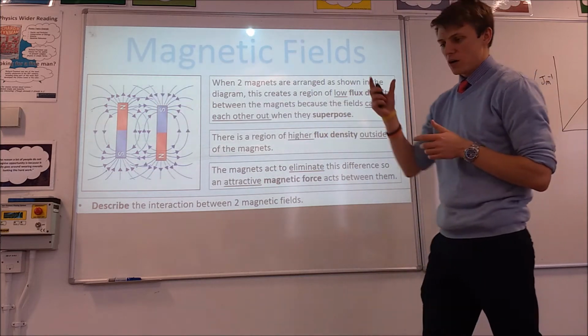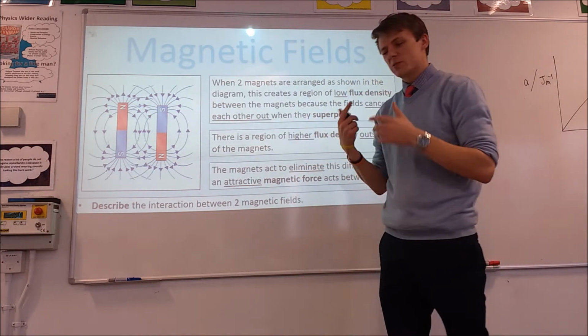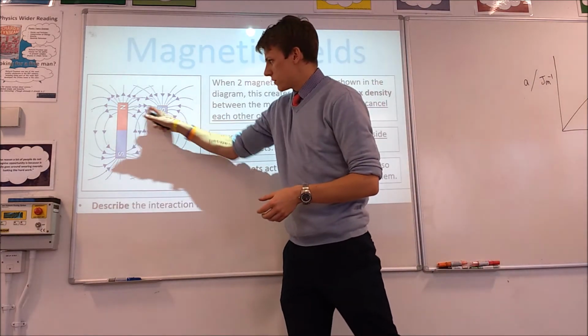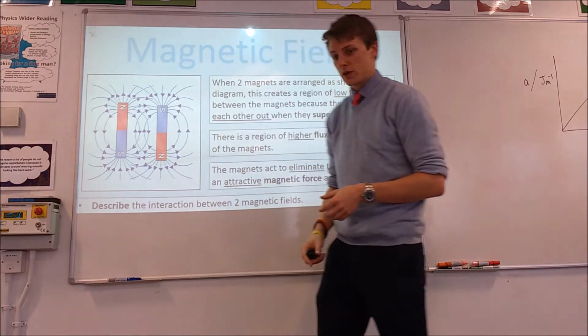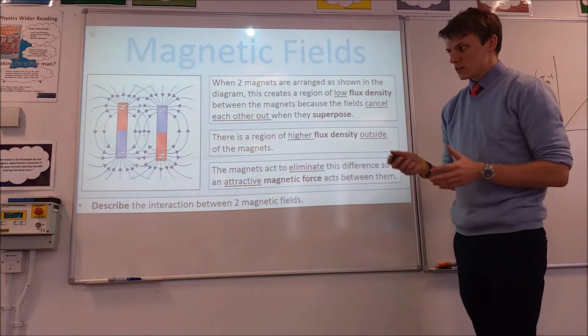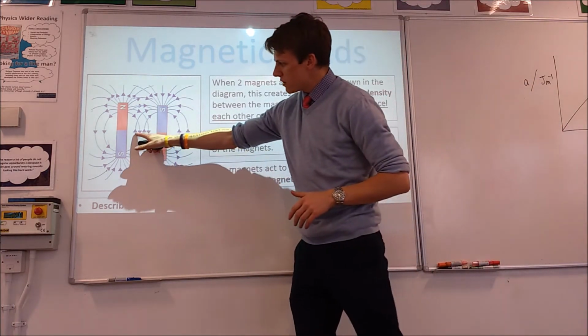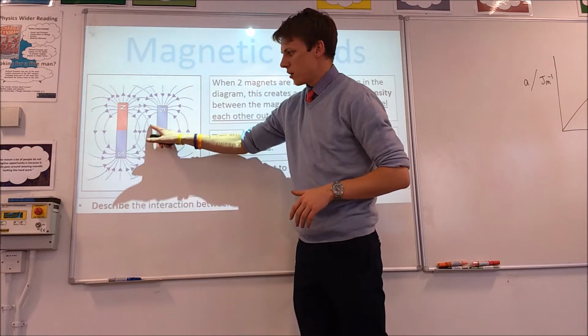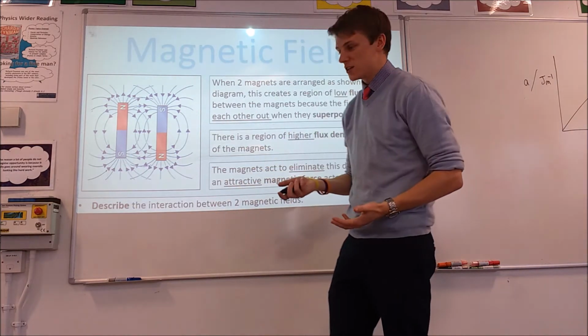Let's try it again, but with them flipped around. You should expect that these would attract, because a north and a south attract, and a south and a north will attract, and in fact they do. Here we can see their fields are in opposite directions when they overlap, which means they're going to cancel each other out.